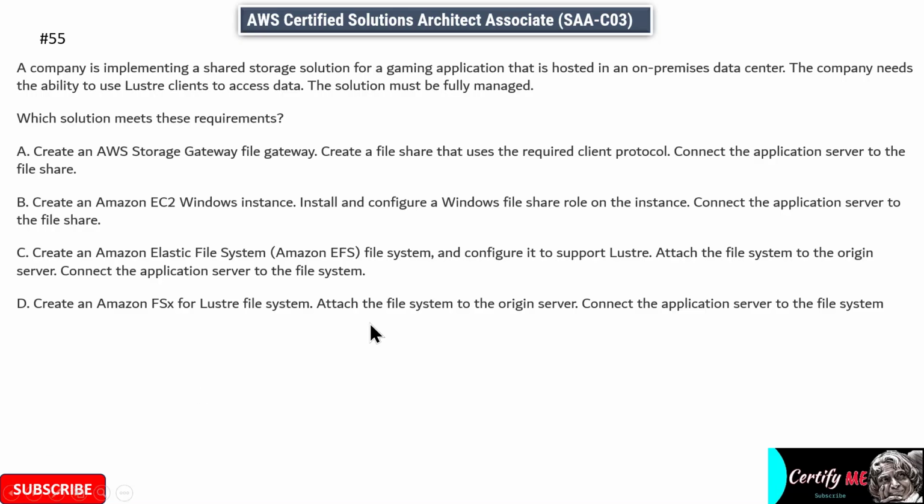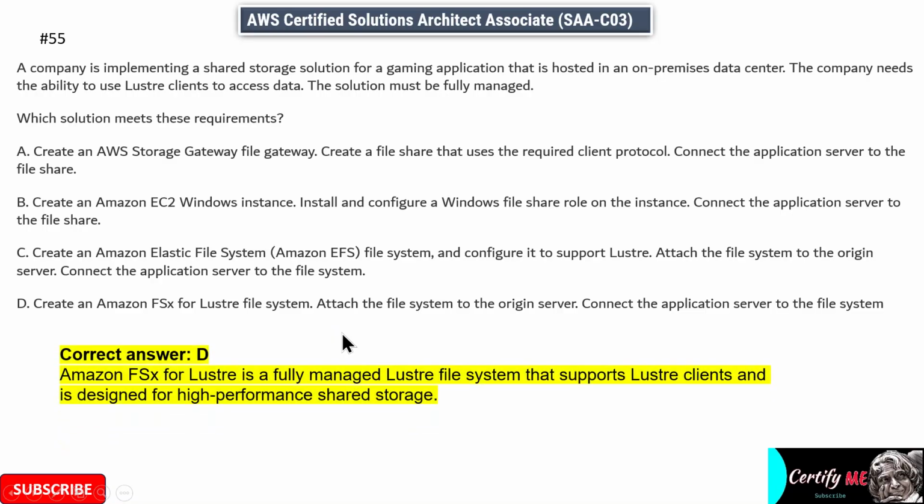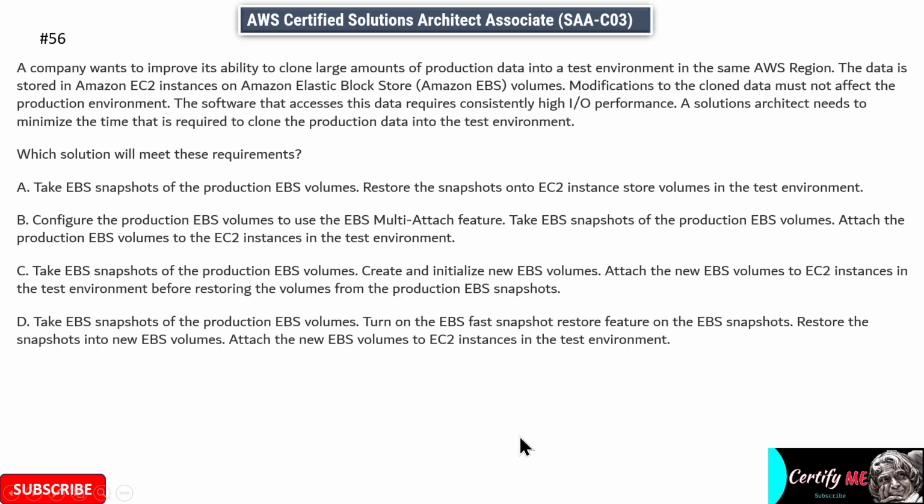So the correct answer is option D. Create an Amazon FSx for Lustre file system. Attach the file system to the origin server. Connect the application server to the file system. Amazon FSx for Lustre is a fully managed Lustre file system that supports Lustre clients and is designed for high performance shared storage. Let's move on to the next one.